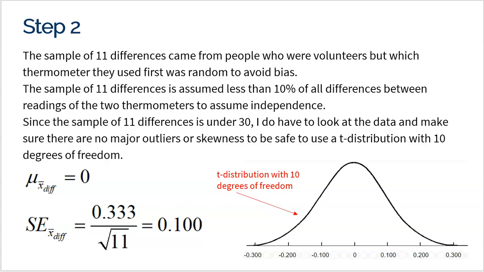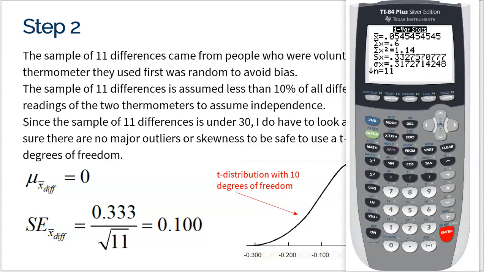The sample of 11 differences is assumed less than 10% of all differences between readings. I mean, there's millions of people out there that could have used the two thermometers. So I'm thinking 11 subjects that gave me 11 differences is going to be under 10% of all possible readings between these two thermometers. And now the sample of 11 differences is under 30. So I do have to take a quick look at the data and make sure that there's no major outliers or skewness. This is important because this does happen quite often.